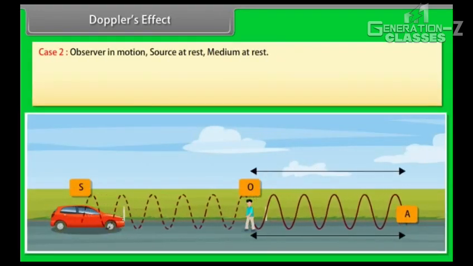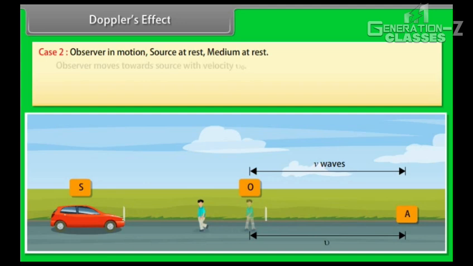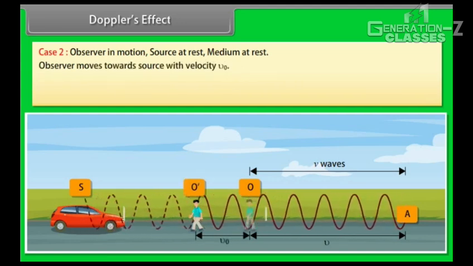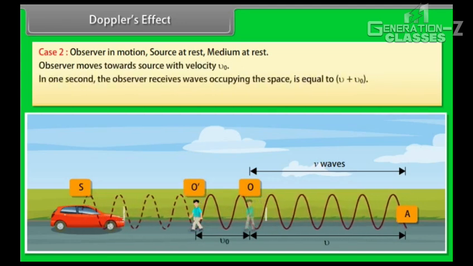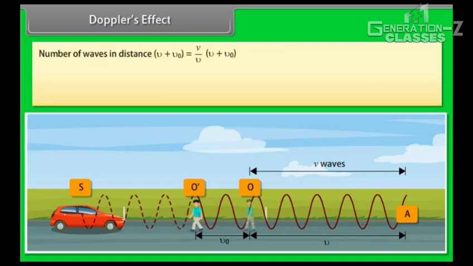Case 2. Observer in motion, source at rest, medium at rest. Observer moves towards source with velocity v0. In 1 second, the observer receives waves occupying the space equal to v plus v0. Number of waves in unit distance is equal to nu upon v. Number of waves in distance v plus v0 is equal to nu multiplied by v plus v0 upon v.